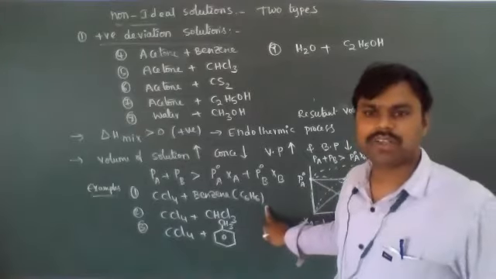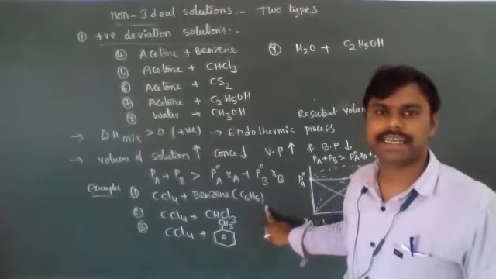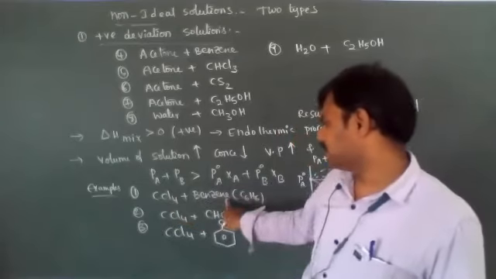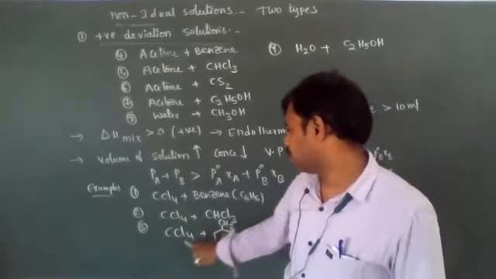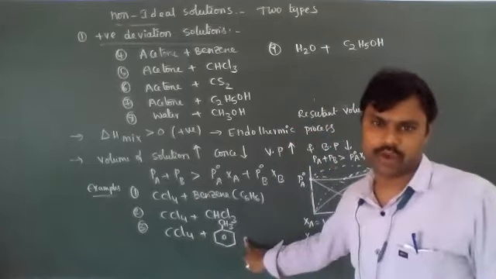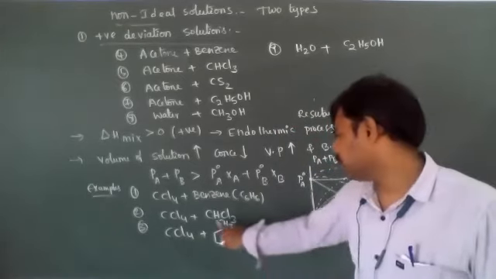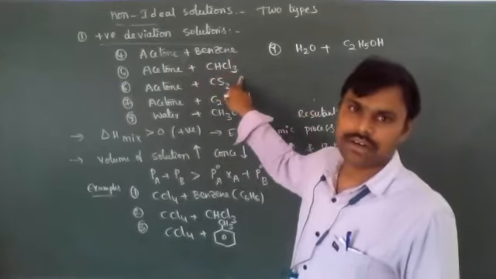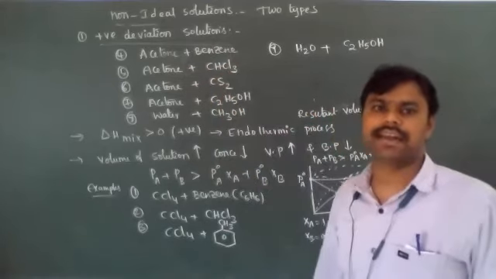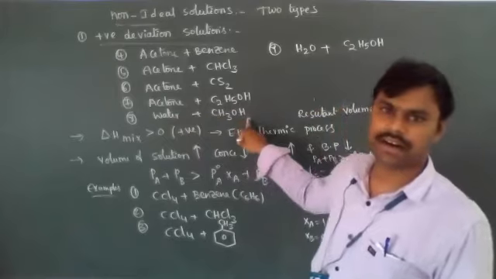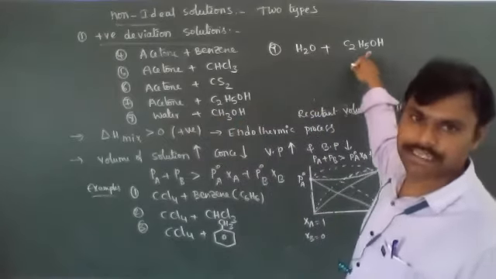Examples are also asked directly in NEET and JEE examinations. So the examples: carbon tetrachloride and benzene, carbon tetrachloride and chloroform, and carbon tetrachloride and toluene. Toluene is nothing but methyl benzene. Chloroform is CHCl3. Acetone and benzene, acetone and chloroform, acetone and carbon disulfide, acetone and ethyl alcohol, water and methyl alcohol, and water and ethyl alcohol.